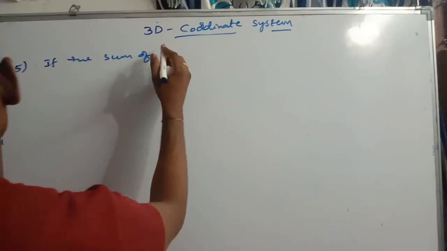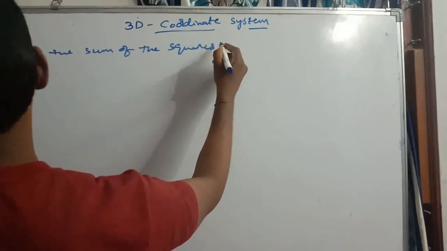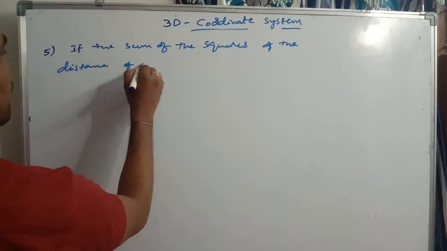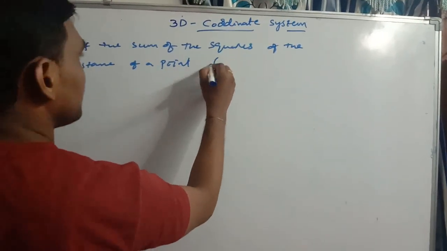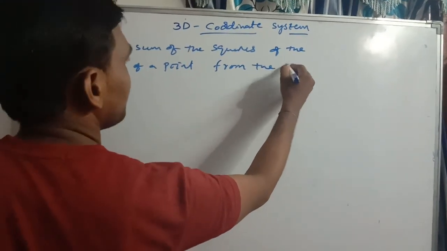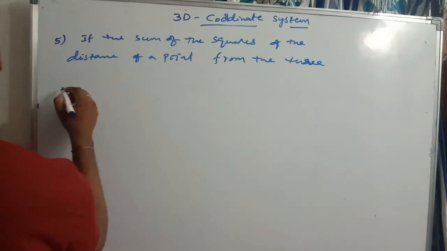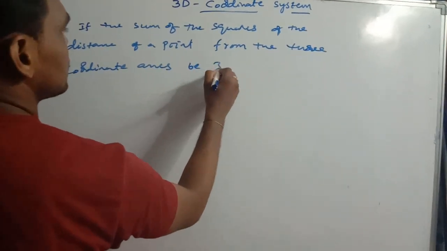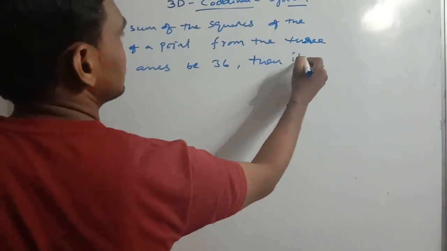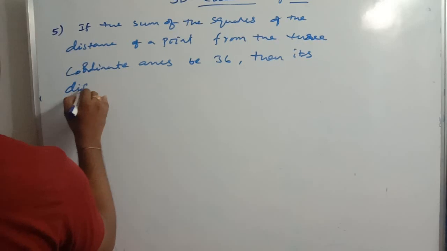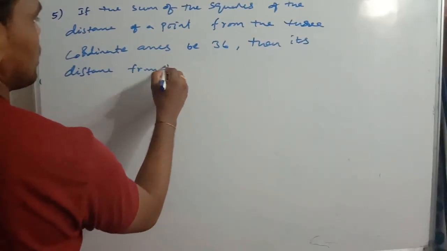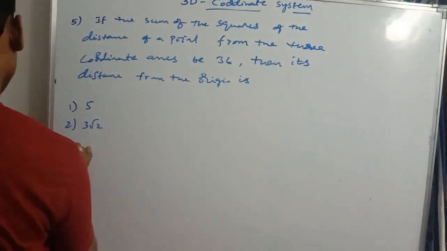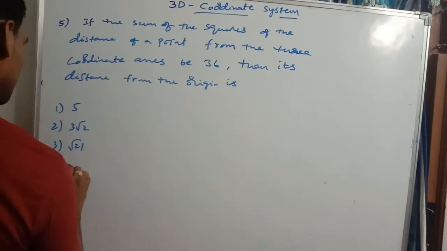The sum of the squares of the distances of a point from the three coordinate axes is 36, and then its distance from the origin is: first option is 5, second option is 3 root 2, third option is root 21, and fourth option is 3 root 3.